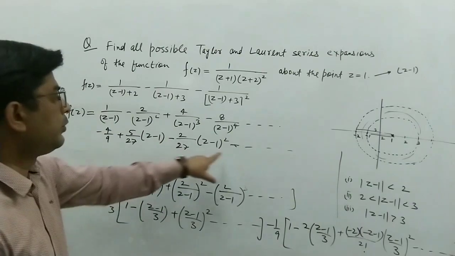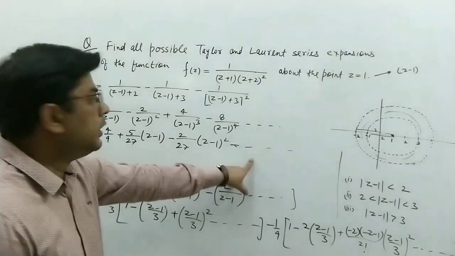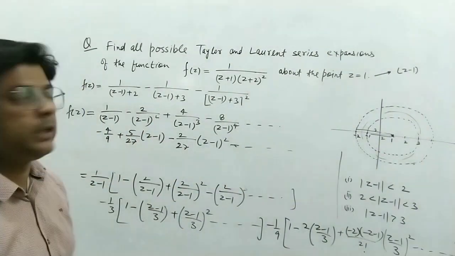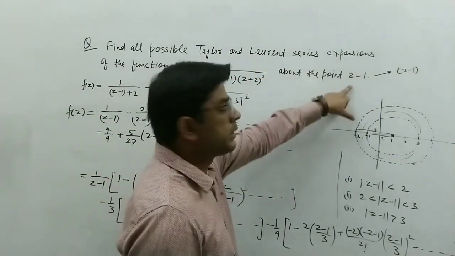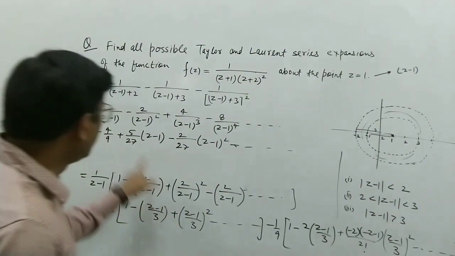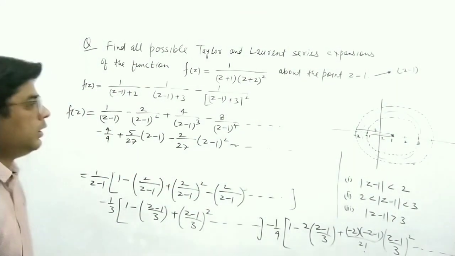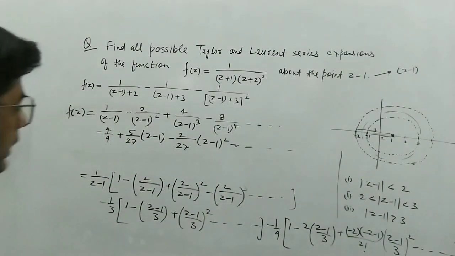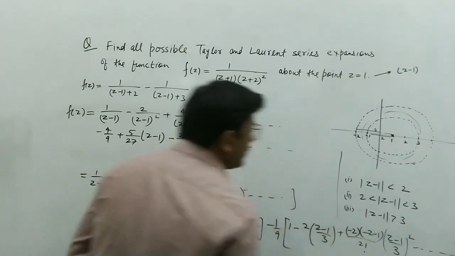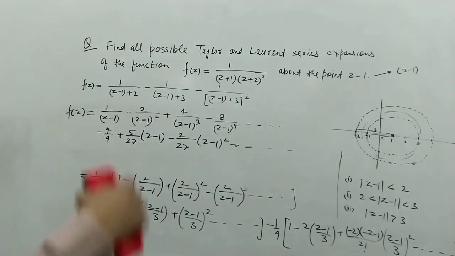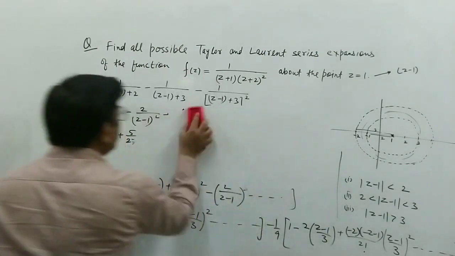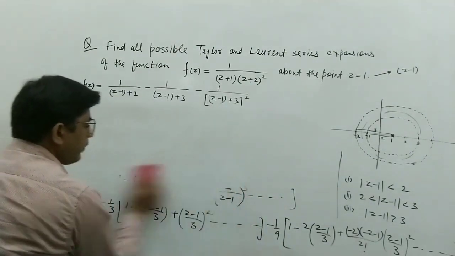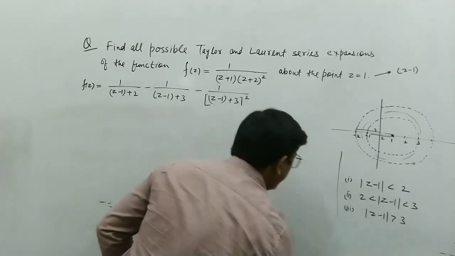constant term, and some positive powers of z minus 1. So in this way we have expanded this function in Laurent series about the point z equal to 1, that is in the powers of z minus 1. Okay. Now the third case, in this case we have mod z minus 1 greater than 3, that is the point outside this larger circle. So again we expand this function about the point z equal to 1.